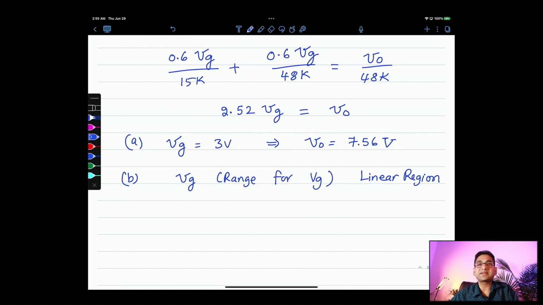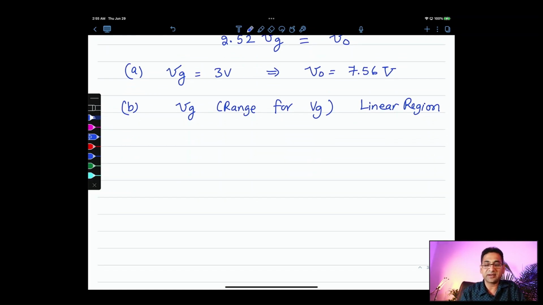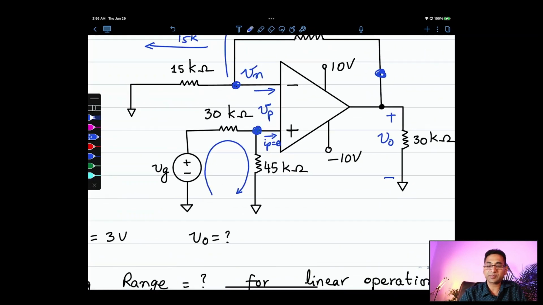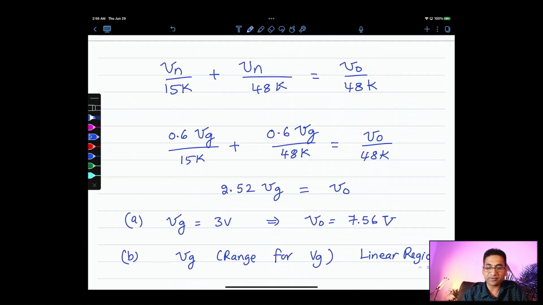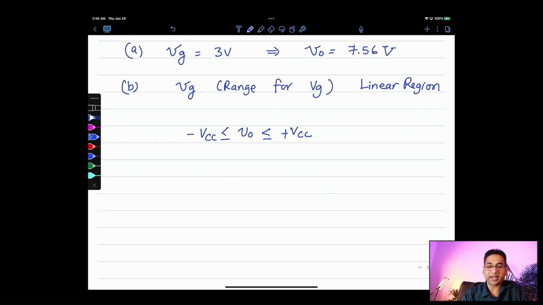This is something straightforward. We have done this multiple times. What did we do? Vo, the output, really should be between negative VCC and positive VCC. Of course, the negative VCC is negative 10 volts, and the positive VCC is plus 10 volts. Pretty straightforward. So Vo, I know I can write it in terms of Vg, right?